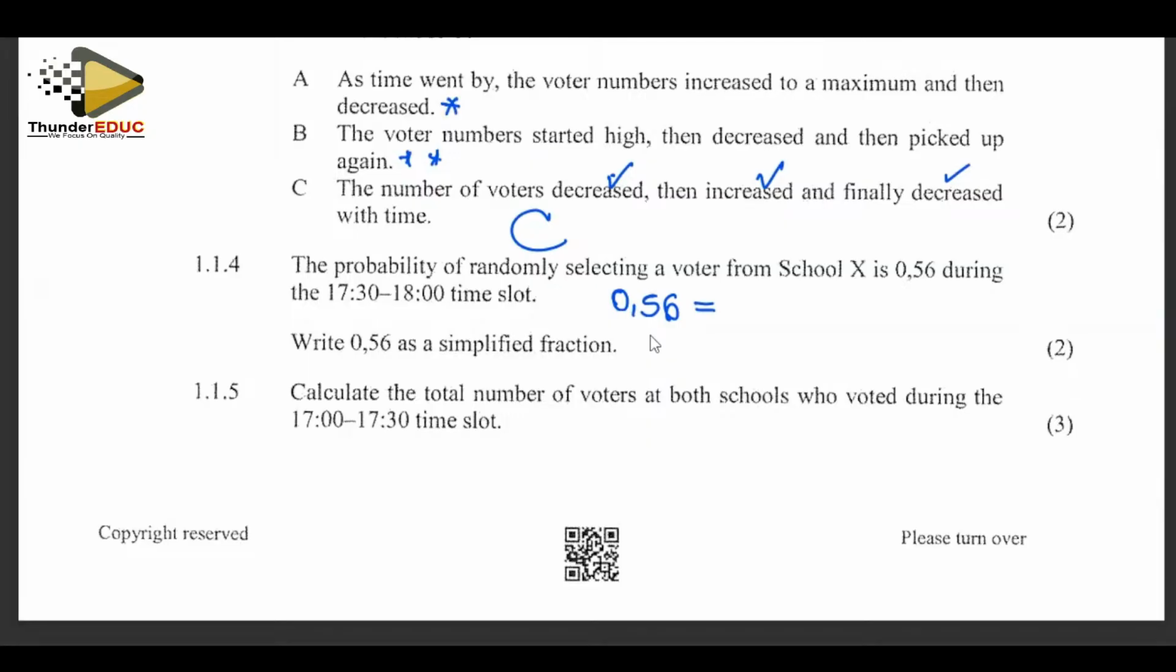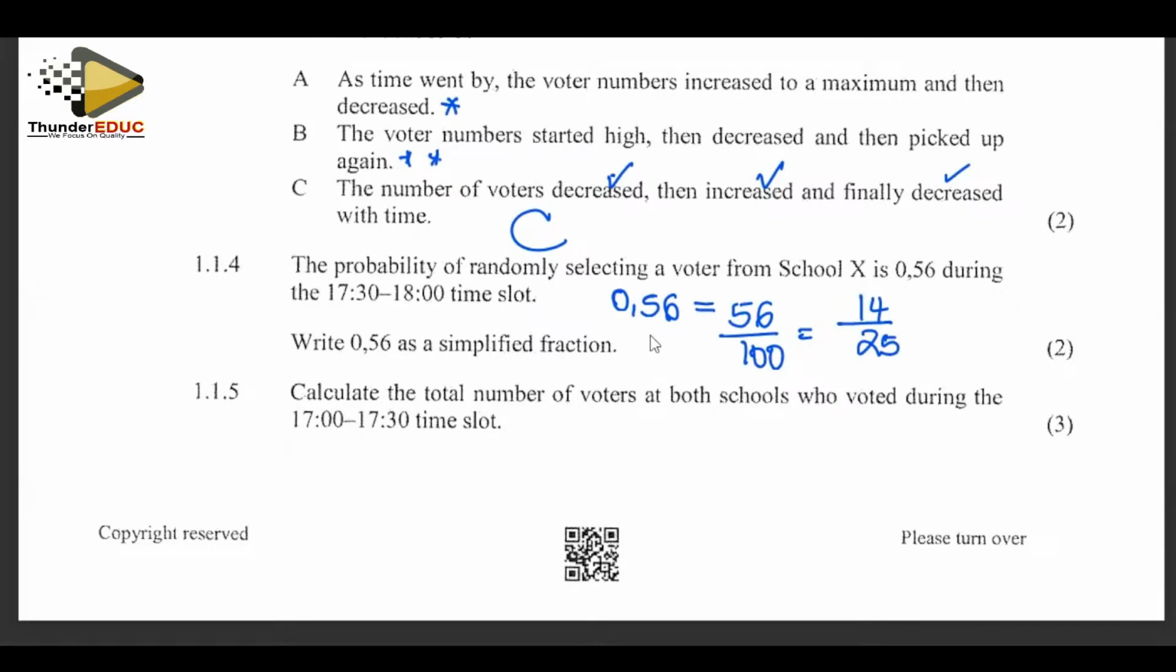If it remains as a decimal, then you press the fraction key, and it will give you the simplified form as 14/25. Others began by taking this and putting it over 100. Still, you get the answer. This was supposed to be the final answer.